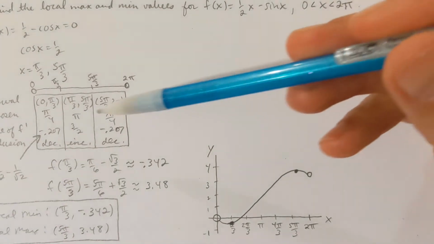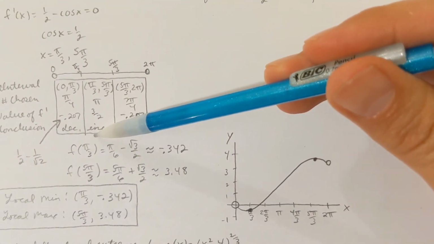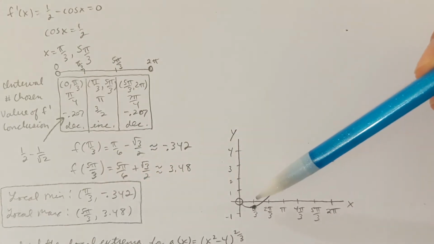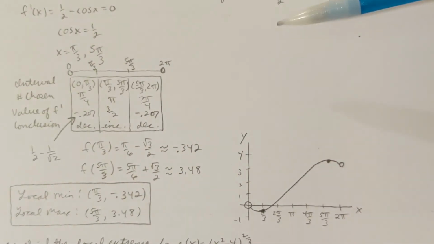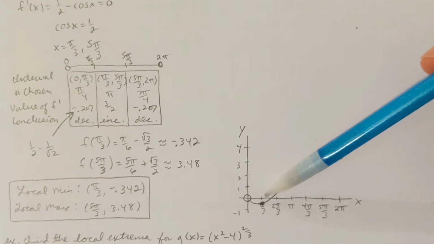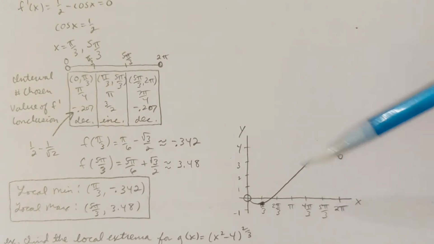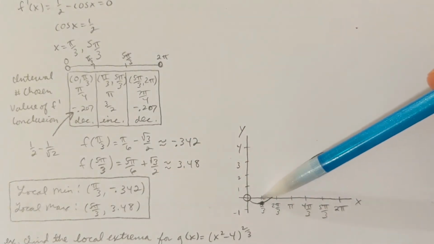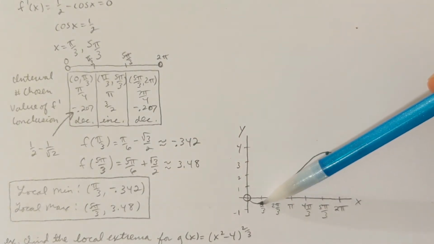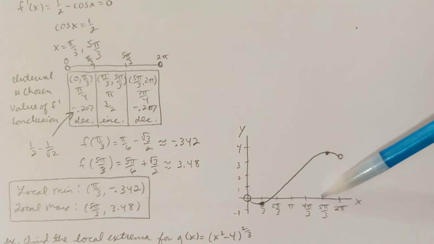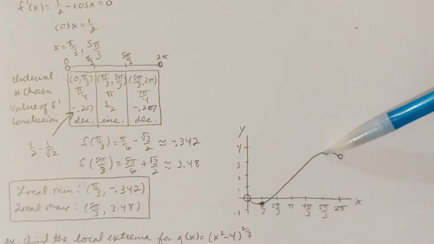Now I've found the local min at pi over 3, and by the way, just the nature of the critical numbers here, I used a scale that moved in increments of pi over 3 on the x-axis. So at pi over 3, come down to a height of negative 0.342, and that's going to be the local min on the graph. And then at 5 pi over 3, we'll come up to a height of 3.48, and we'll plot a point, and that's going to be the local max.